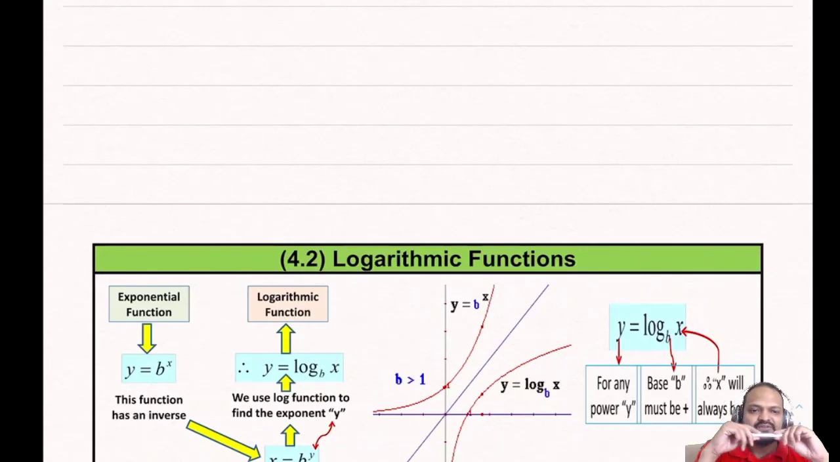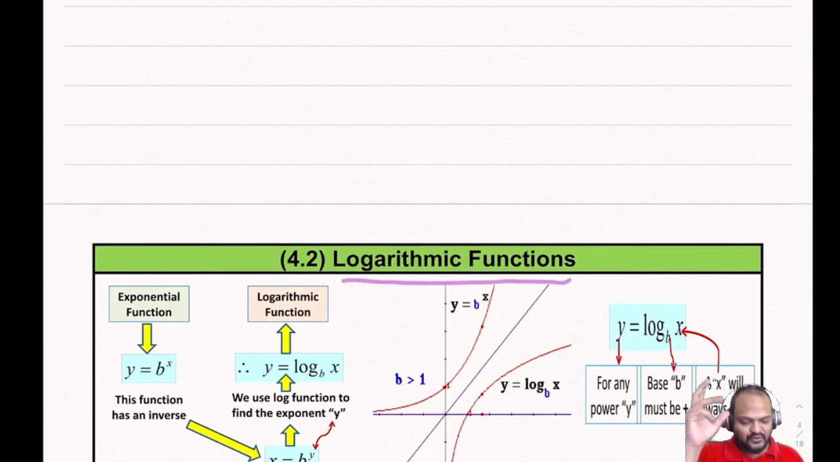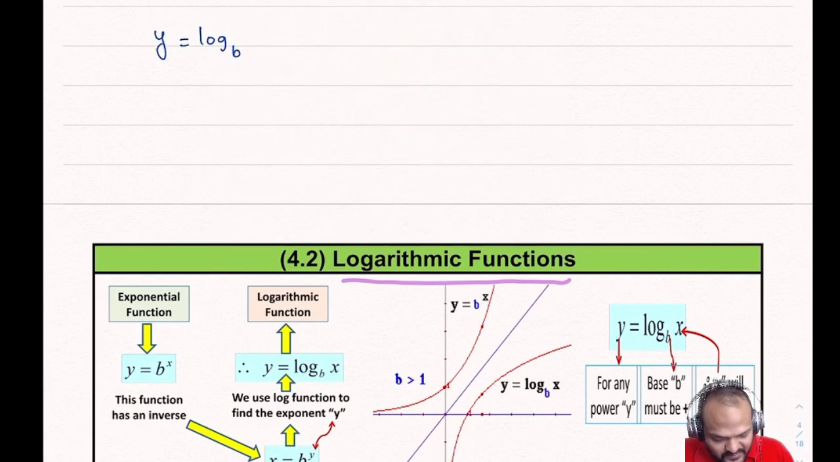Hello, college algebra students. So today we are going to talk about logarithmic functions, right? These logarithmic functions. So what are these logarithmic functions? You write the logarithmic function as something like this: y is equal to log base b of x, right? So this is the base b. We always want this b to be positive, and this is your input.